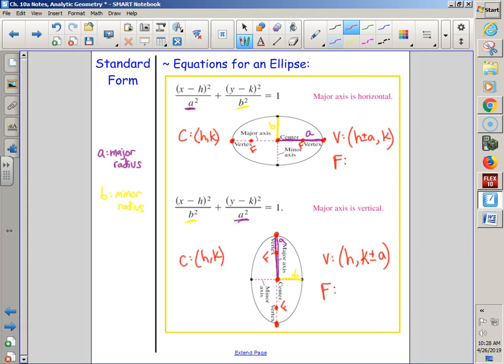So coming out from the center, I have two vertices, and coming out from the center, I have two foci. The foci are going to act just like the vertices in that they're going to be along the major axis. So it's H plus or minus, but not A, and not B. It's going to be a C. You're like, what? Don't worry, it's coming. Who is C?